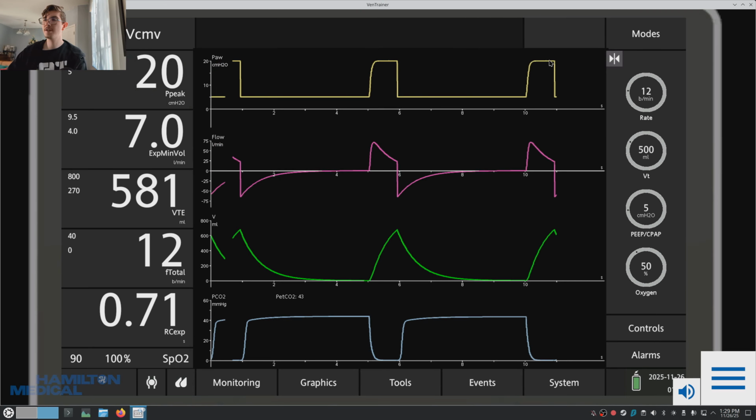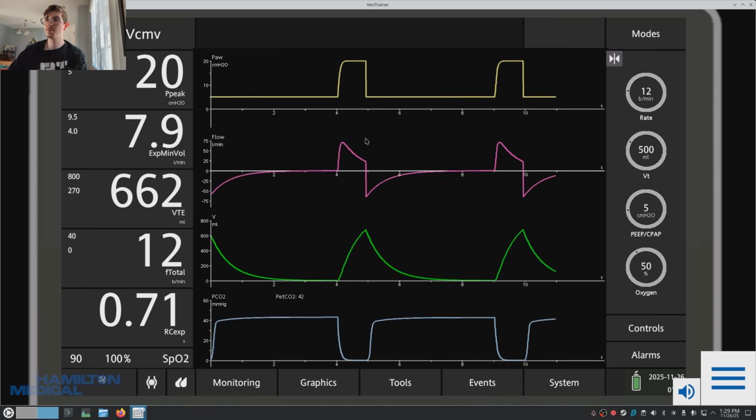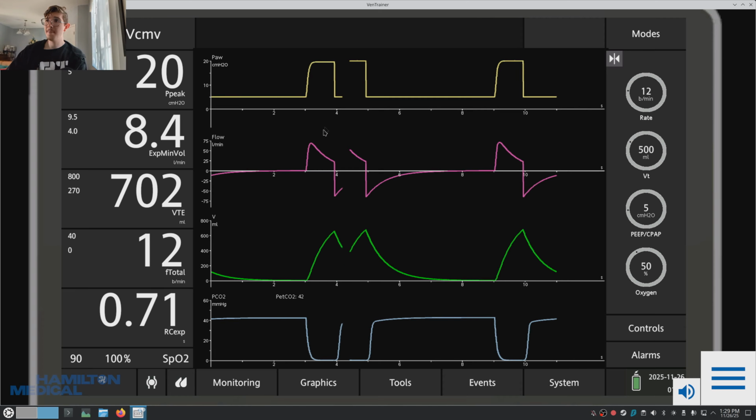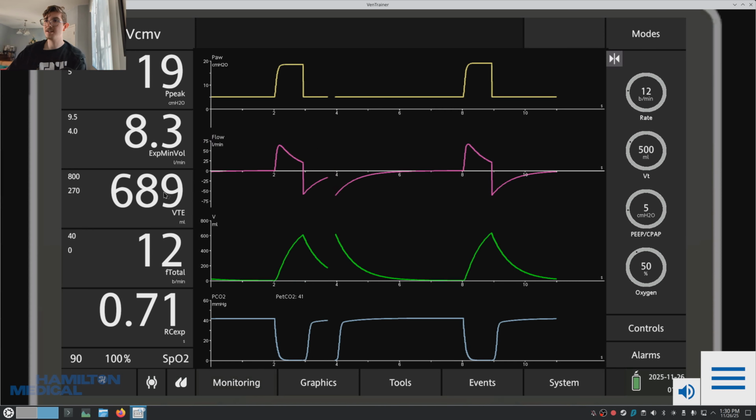Our peak pressure, look at this. This is constant pressure, decelerating flow. This looks like pressure control, right? It looks exactly like pressure control. It's pressure controlled breaths. Now what's happening right now is the ventilator is giving an inspiratory pressure of 11, basically. And it's getting back volumes in the high 600s.